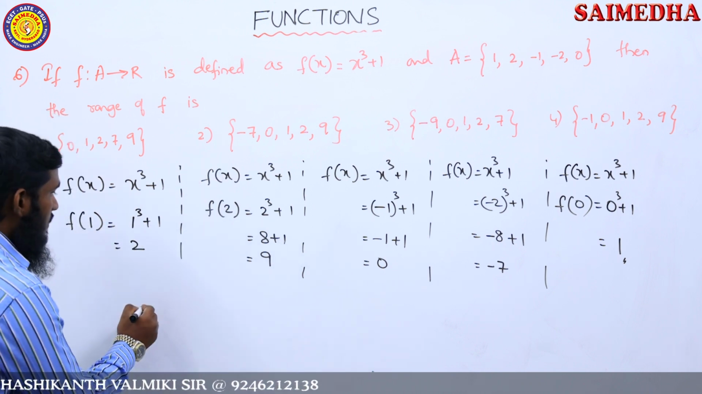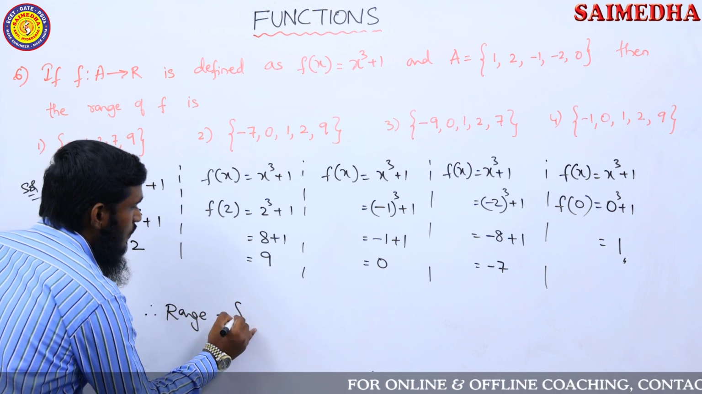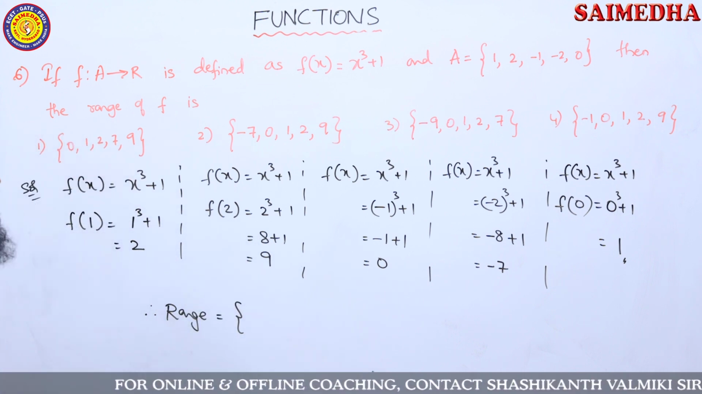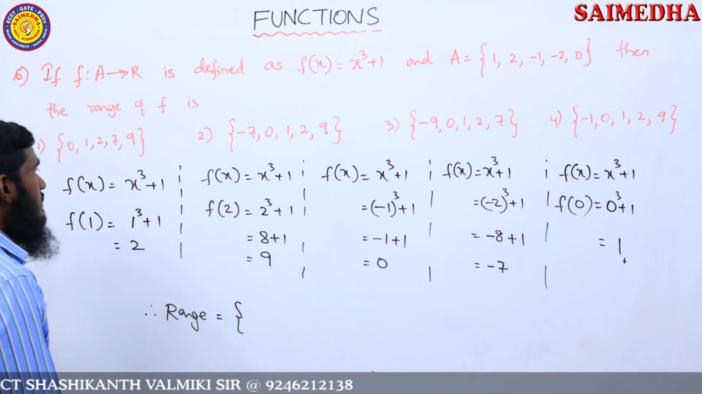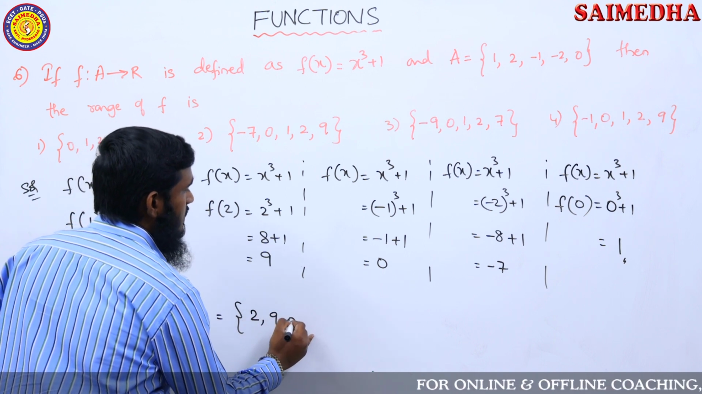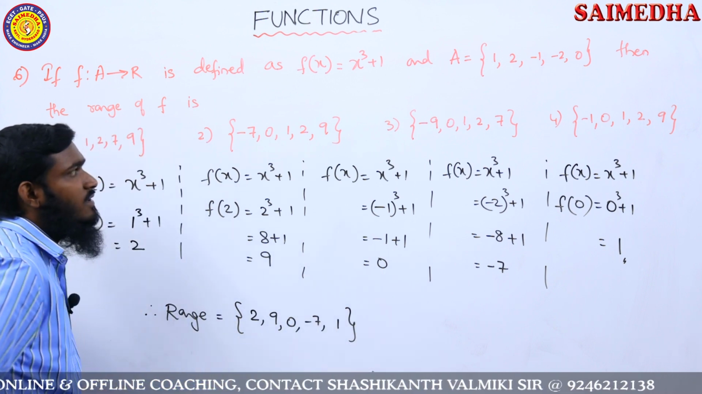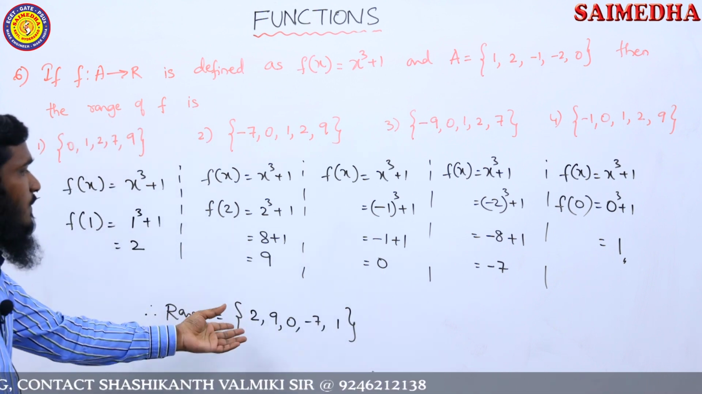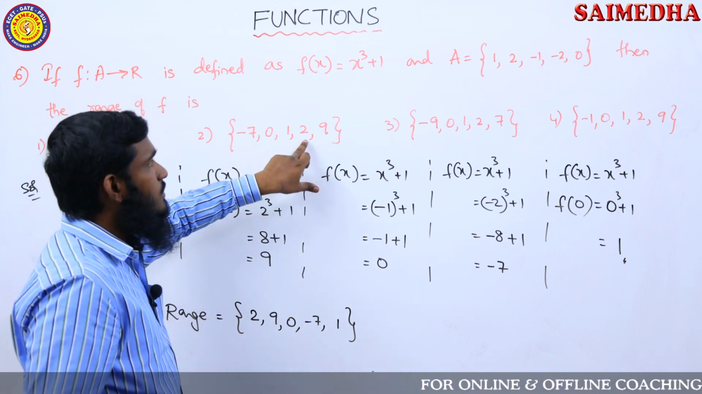So what can we write? Therefore the range we are getting is the answers 2, 9, 0, minus 7 and 1. So let us write as it is: 2, 9, 0, minus 7 and 1. Is it clear? So we can rearrange this as minus 7, 0, 1, 2 and 9.